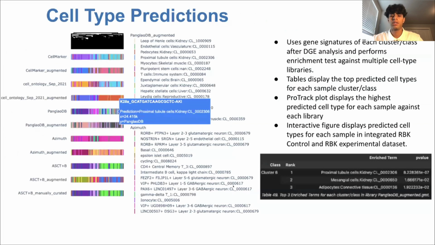Next, cell type prediction. scRNA-seq2Targets uses the differentially expressed genes to predict cell types for each cluster. And this is done by running enrichment analysis against gene set libraries such as CellMarker, ASCT+B from HuBMAP, PanglaoDB, and others. This step allows us to understand the cell type composition in the sampled tissue. For example, for the previously identified cell cluster 6, we can see that the predicted cell type is proximal tubule cells, which makes sense because they're the most common cell type in the kidney.